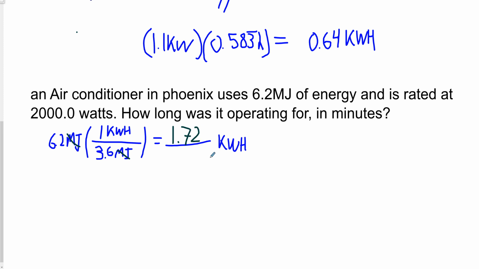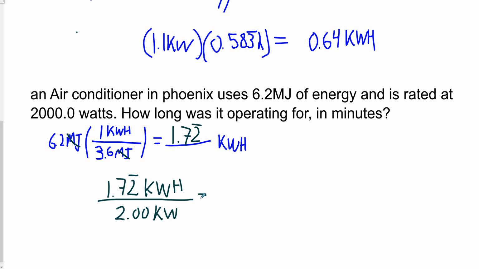Remember, I'm not going to fiddle with this number. I'm not going to round it yet. So if you think about it, kilowatt hours is literally kilowatts times hours. So if we know the watts and we know the kilowatt hours, I can simply do this. 1.72 repeating kilowatt hours, and we can divide by the kilowatts, which is 2.00 kilowatts.